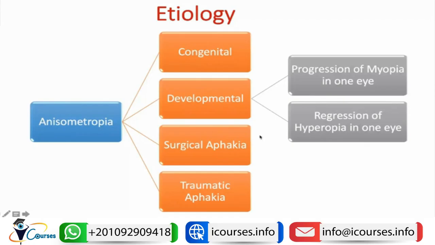Another reason for anisometropia that we discussed in the last lecture is surgical aphakia. In surgical aphakia and traumatic aphakia, in either condition there will be a large refractive error. The eye will be highly hypermetropic, about +10 or +12 hypermetropia. So there will be a large difference between both eyes if the other eye is normal or phakic. Again, surgical and traumatic aphakia can cause anisometropia due to a large difference between both eyes.